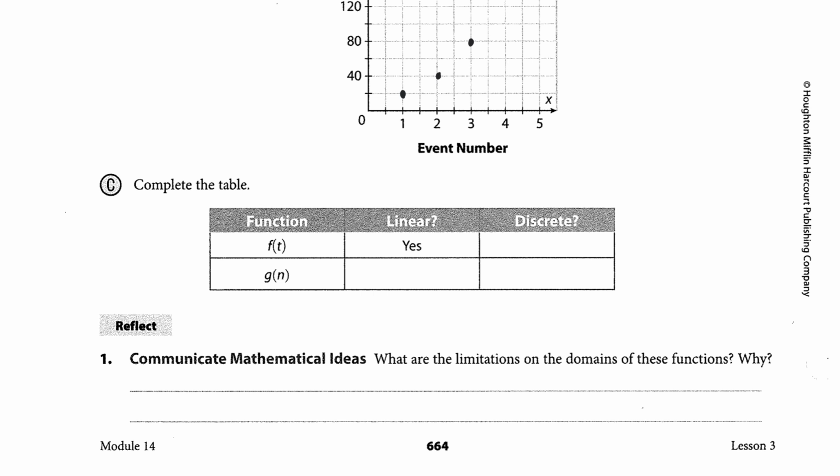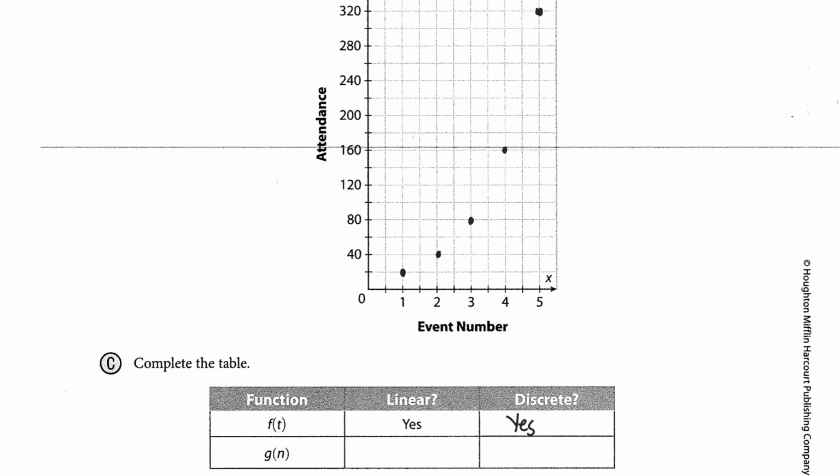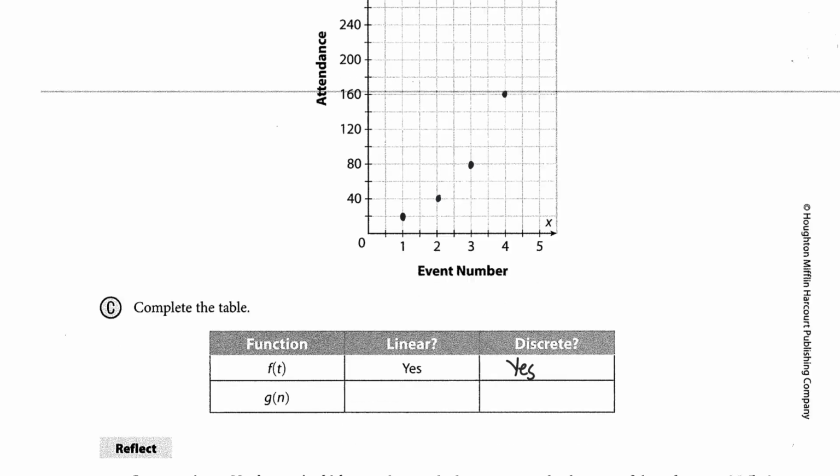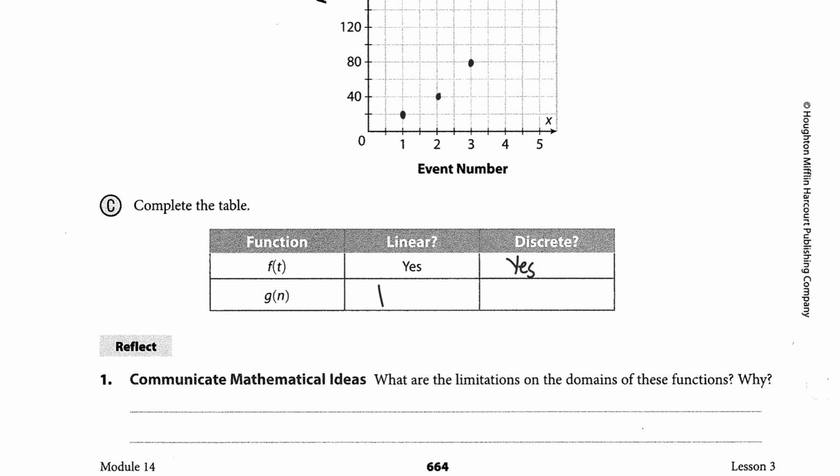So the function of t, the tickets, was linear. Is it discrete? Yes. Remember, we have two different things, discrete and continuous. G of n, is it linear? We're talking about this graph here. Would a straight line go through that? No, that is a curve. Is it discrete? Yes.